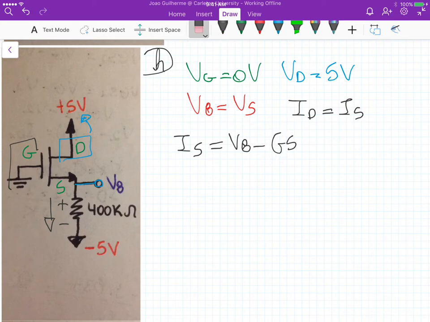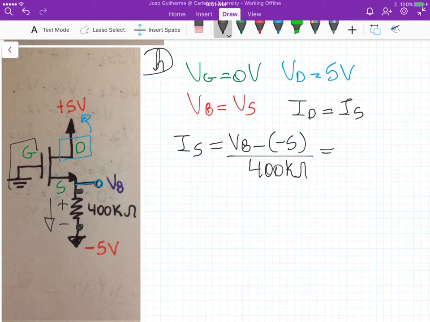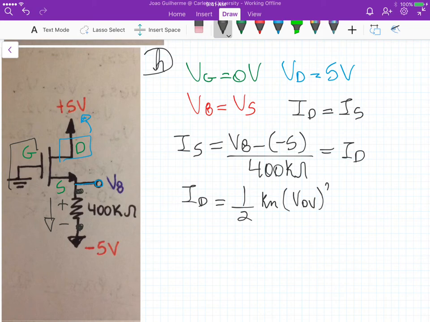Sorry, let me rewrite this one here. It is this potential here minus this potential here, so V8 minus 5 divided by 400 k ohms. That's the equation for IS, which is equal to ID. Now we can assume saturation operation of this MOSFET again, and then we can use the equation for the current, ID equals half the device transconductance times the overdrive voltage squared.